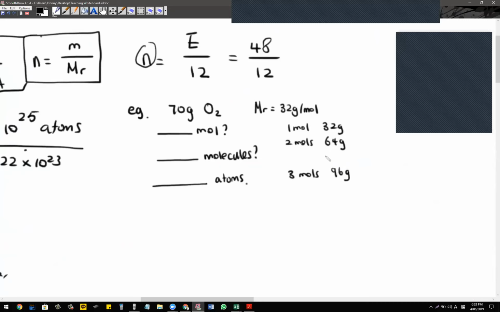If you have 70 grams, how many moles? That's the question here. You can try that now using this formula here. Just figure out this one first.